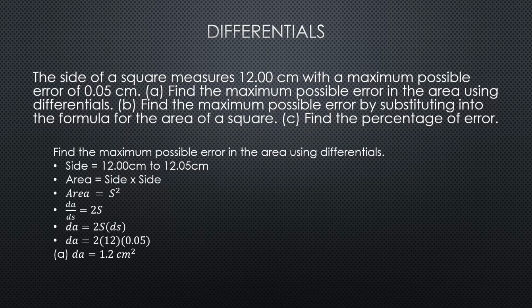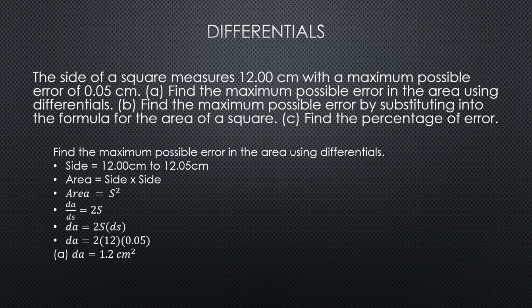Okay, so we're going to break this down. We know that for a square, the area is going to be side multiplied by a side, so an x times x or y times y, whatever. So we know that area is equal to, in this case, side squared. With the maximum possible error of 0.05, we could have anything from 12 centimeters all the way up to 12.05 centimeters.